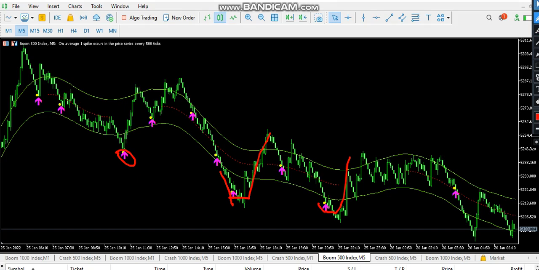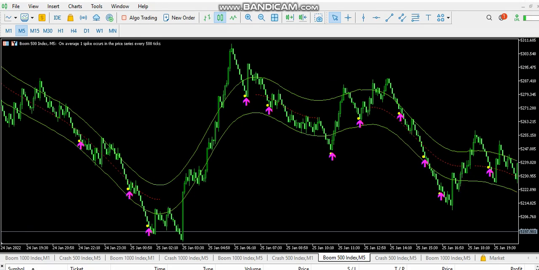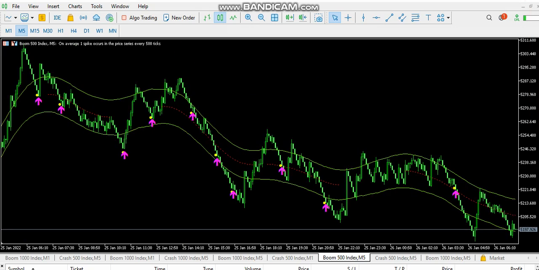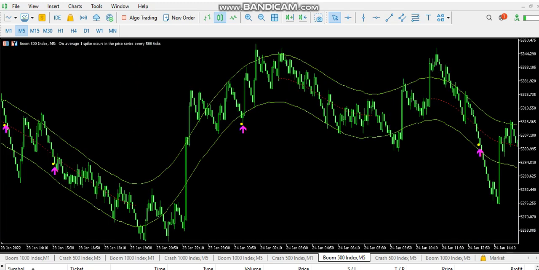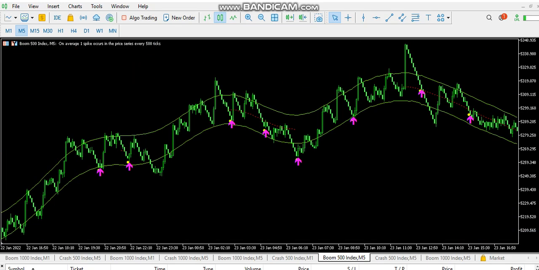So you wait for the indicator to give you a signal outside the band for you to catch spikes on a 5-minute time frame. It's very, very important for you to understand that. Wait for the indicator to give you a signal outside the band. Look at this. That is how to use it. Okay. So that's what you get for free.